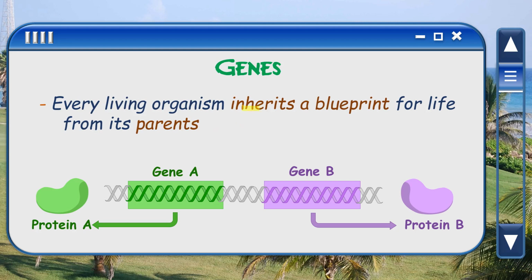Every living organism inherits a blueprint for life from its parents. That is the sequence of DNA. The DNA is the blueprint that is inherited from the parents. And the sequence of DNA that codes for particular proteins is what we are referring to as a gene. So a gene is still the blueprint. A gene is made up of a sequence of DNA that encodes for particular proteins that carry out particular life processes or cellular processes.